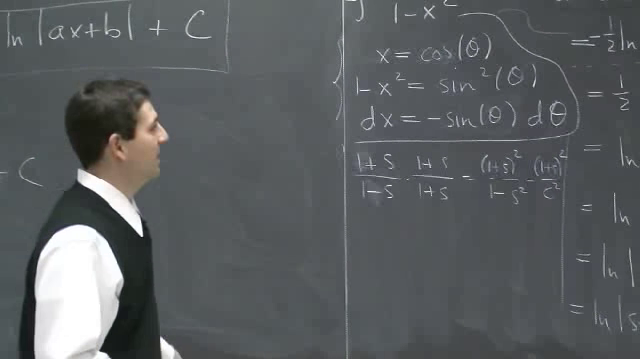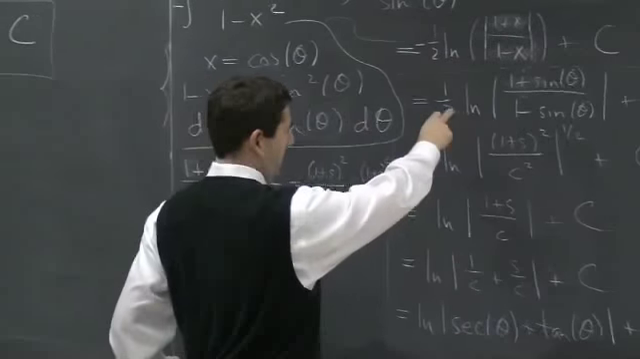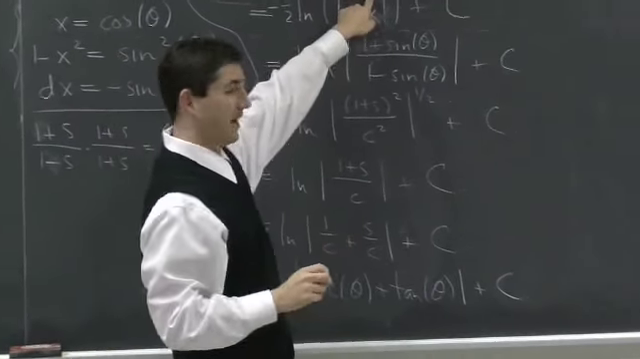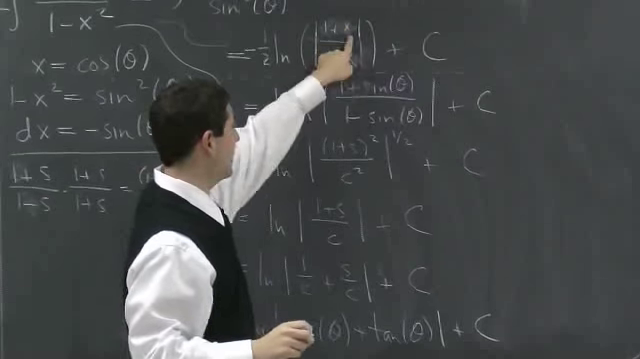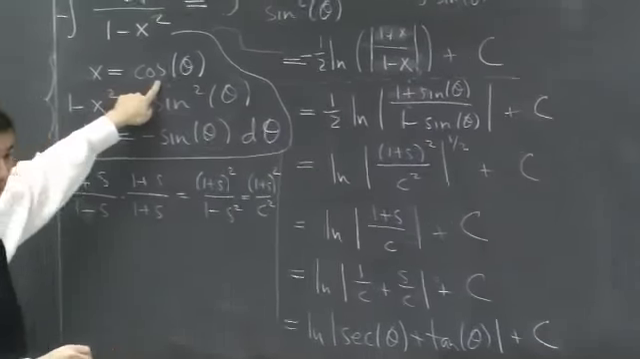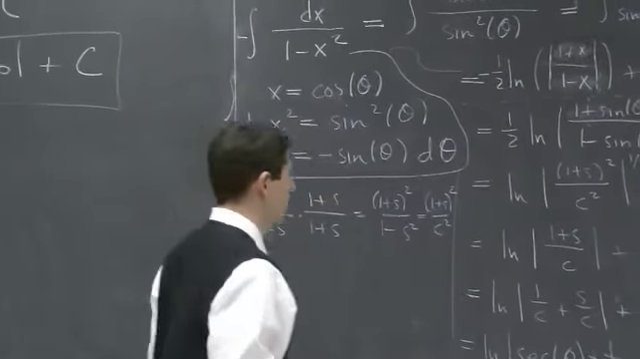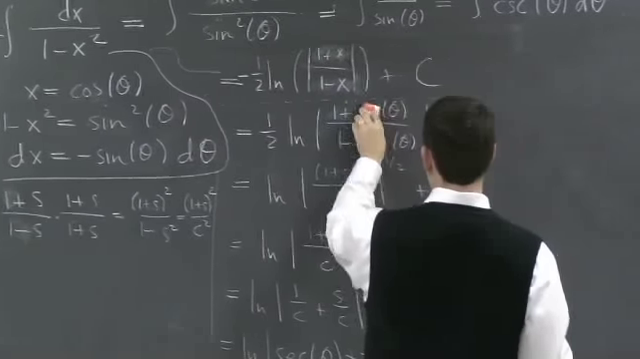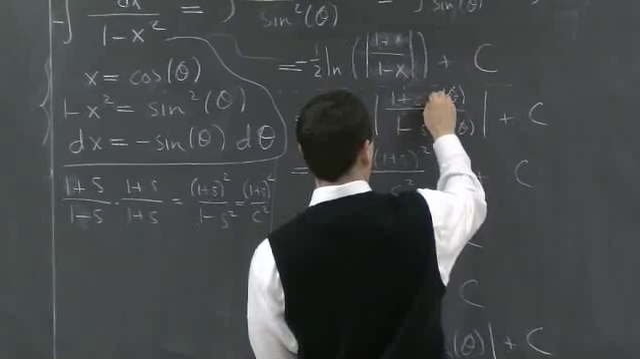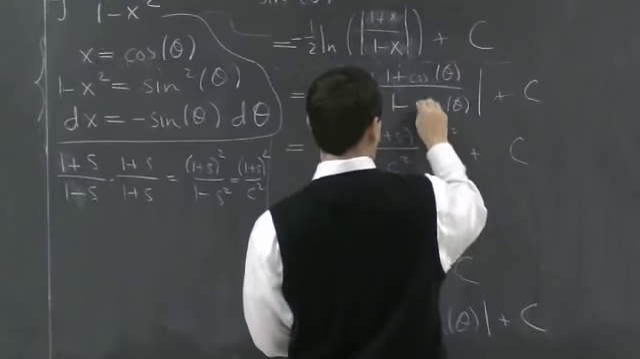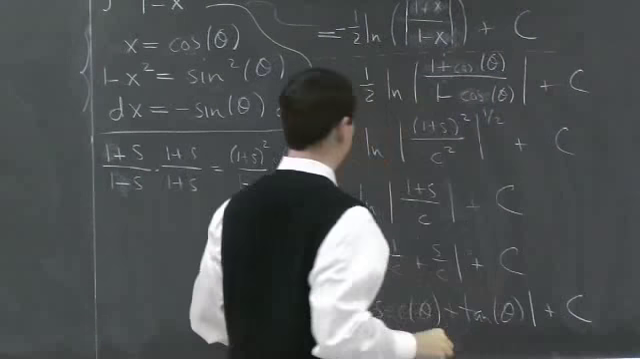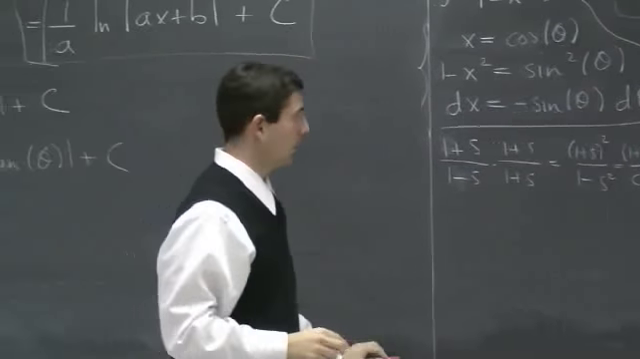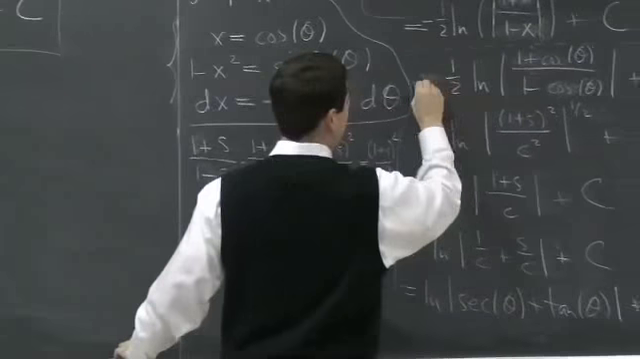Okay. So now, what happened in the next step? Well, in the next step, we substituted back in for x. And we said, oh, x is sine theta. But now x is cosine theta. So this has to become 1 plus cosine theta over 1 minus sine theta. And there's an extra minus now in the front.